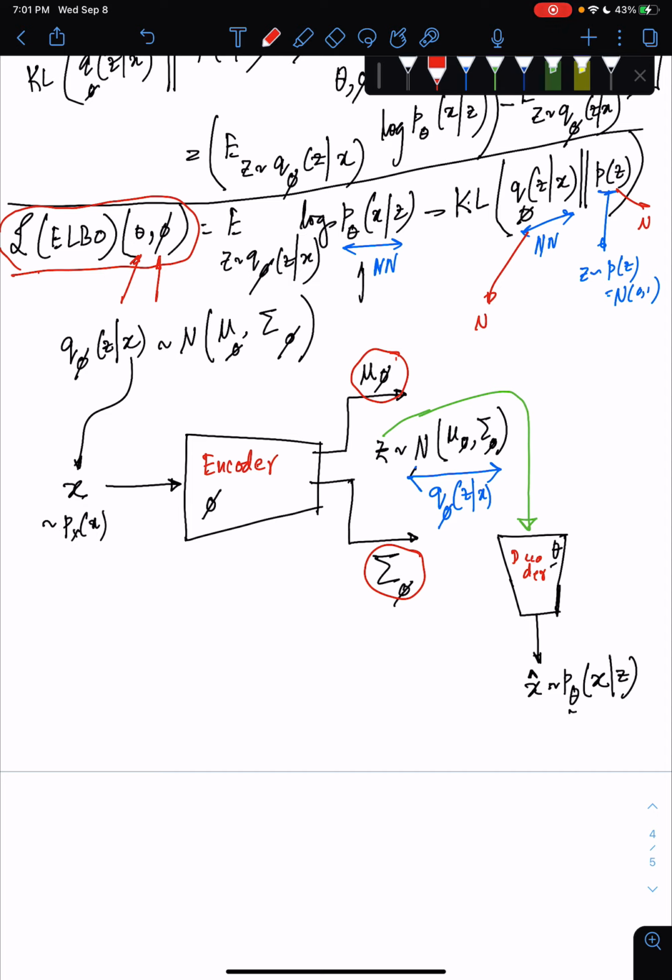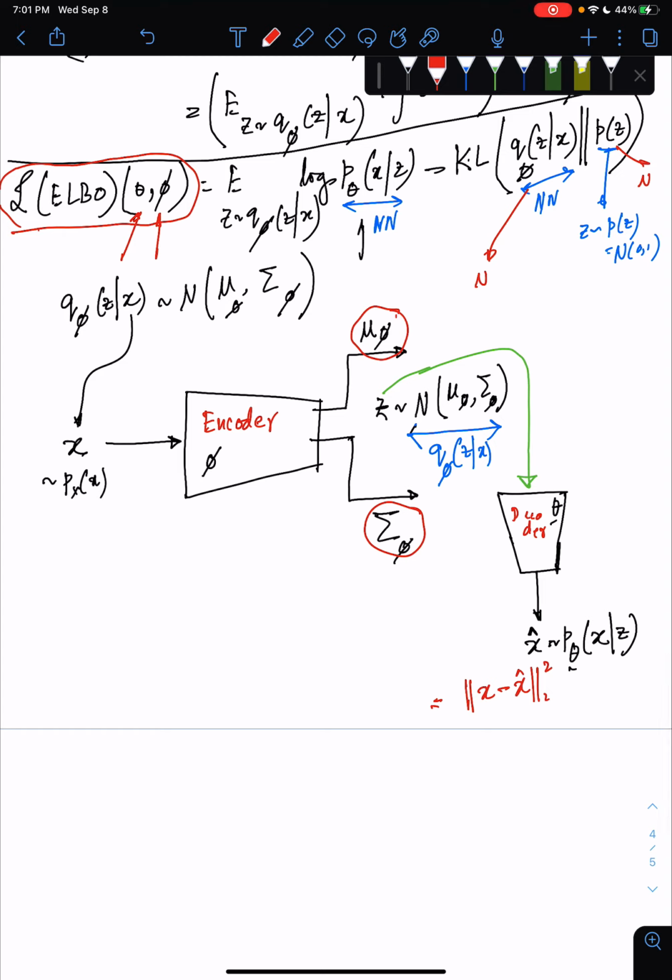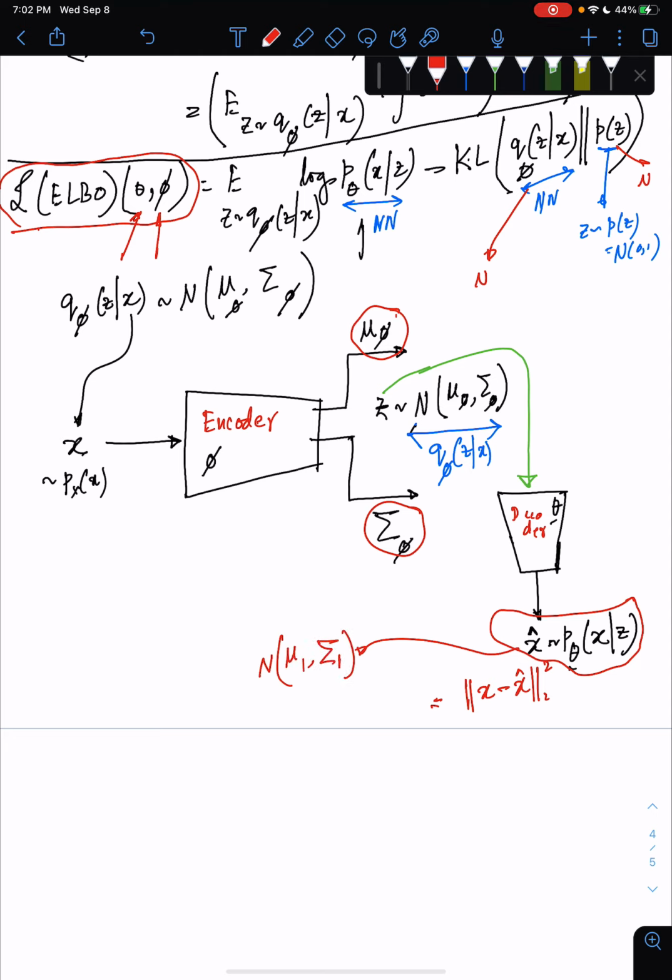Now this quantity, this expectation over this P of x, is nothing but x minus x prime. So this is often called the reconstruction loss. Why is it called a reconstruction loss? Because this distribution we can also think of as a normal distribution, which will have some mu and some sigma.